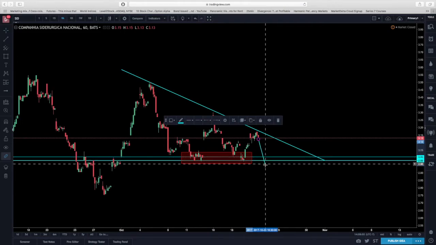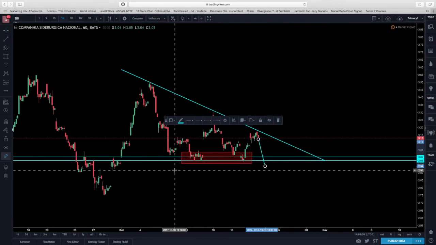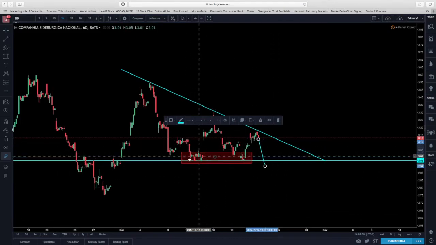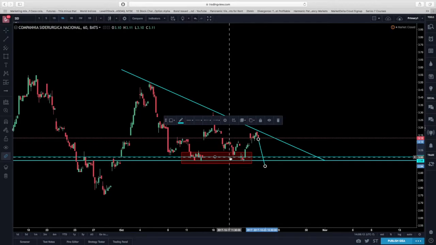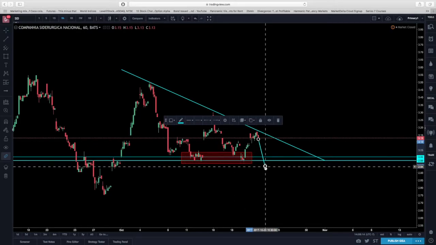What else I want to happen is I want it to break through this support level right here. In red, this is a support level here. We have a support at 298, which is the double bottom. We also have support at $3 flat. I want the stock to break through this, right?